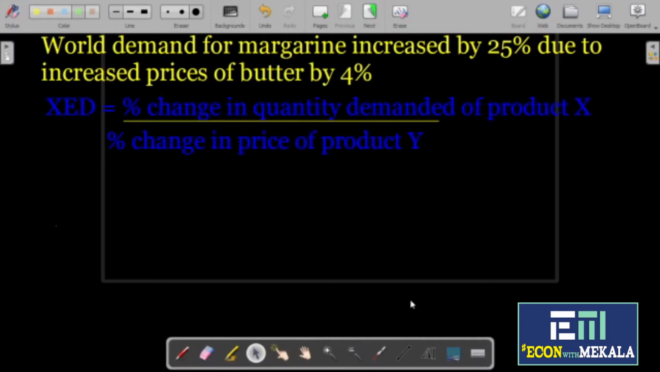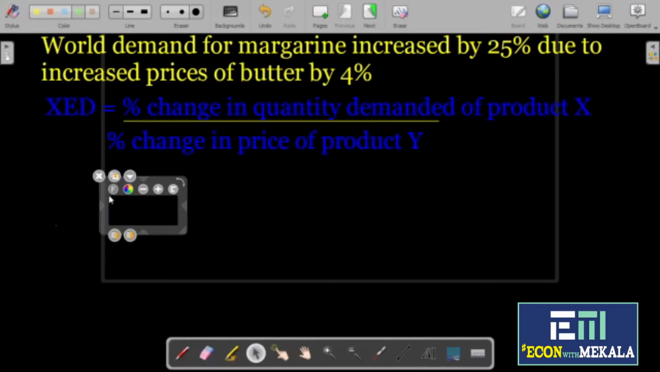If you compare this with your price elasticity of demand formula, that's very easy to remember. Percentage change in quantity demanded divided by percentage change in price. So that we apply for the same product. We do not consider two different products. But here we are considering two different products. So that is the difference between your price elasticity of demand formula and cross elasticity of demand formula. Let's do the calculation.